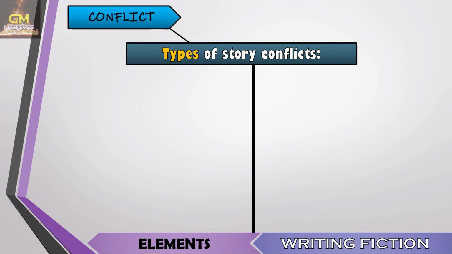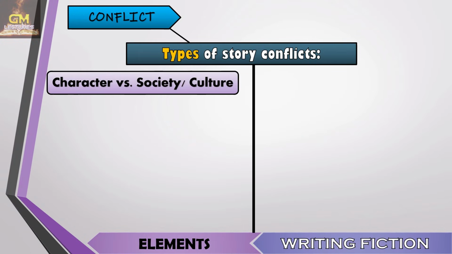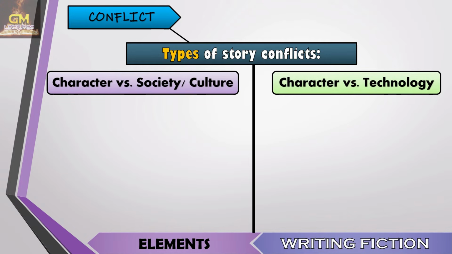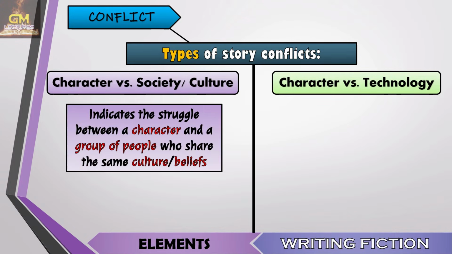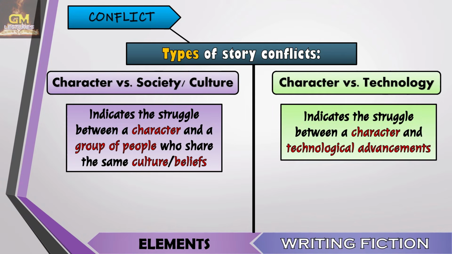Other types of story conflicts include character versus society or culture, and character versus technology. Character versus society or culture indicates a struggle between a character and a group of people who share the same culture or beliefs, while character versus technology indicates the struggle between a character and technological advancements.